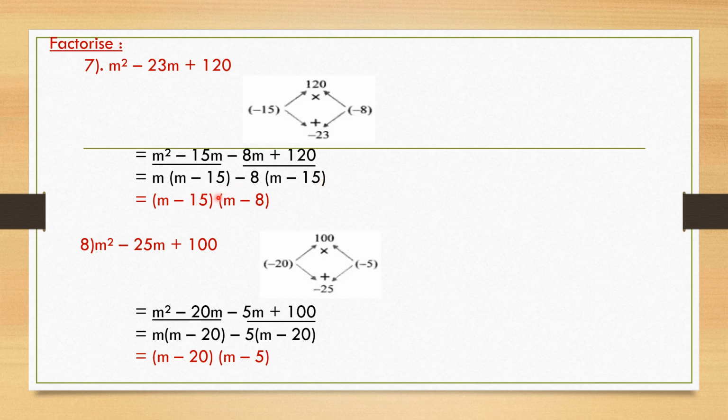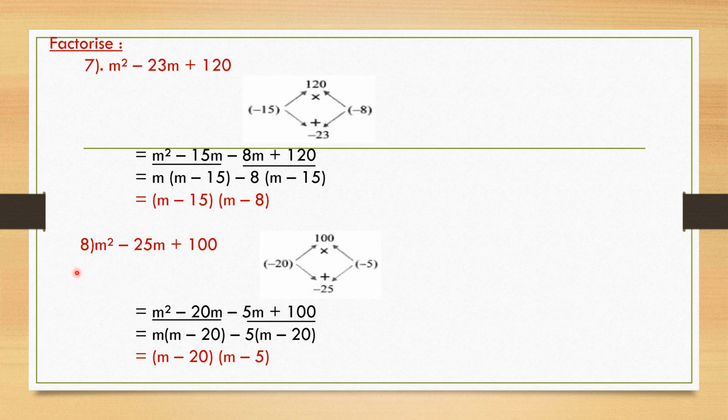So you see we have m minus 15 here, here also m minus 15. We'll write that once, m minus 15. And this m minus 8, we'll write it together. So the factors of the expression are m minus 15 into m minus 8.